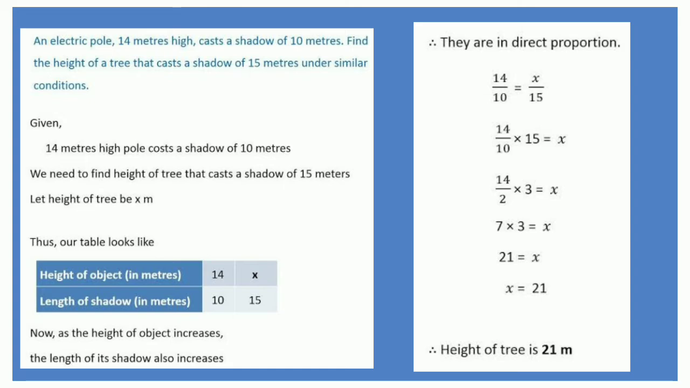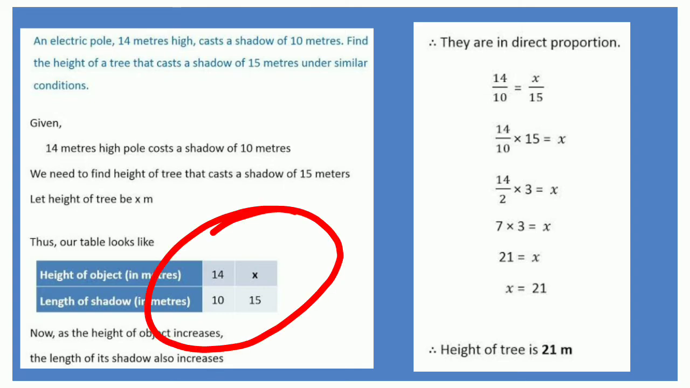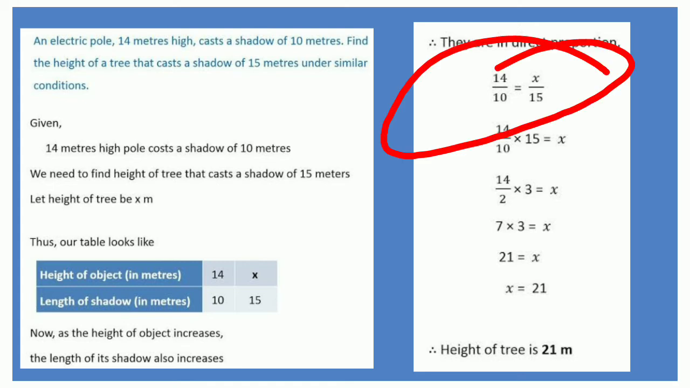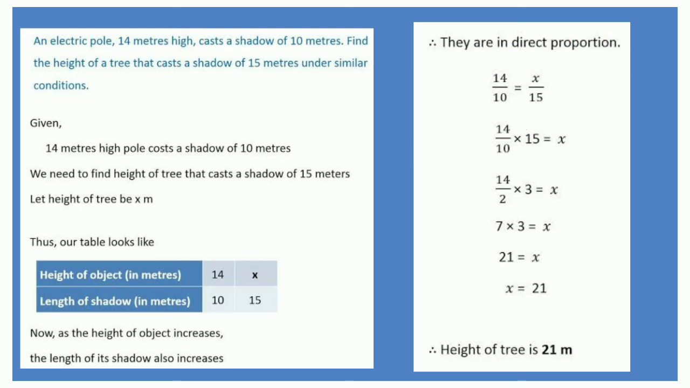Then, what are the given measurements? Height of the object is 14 meter, and the length of its shadow is 10 meter. Then we have to find x, the height of the object whose shadow length is 15 meter. Already I told you the situation is direct variation or direct proportion. So we have a condition. What is the condition? X divided by y equal to small letter k. So what is x? 14. What is y? 10.